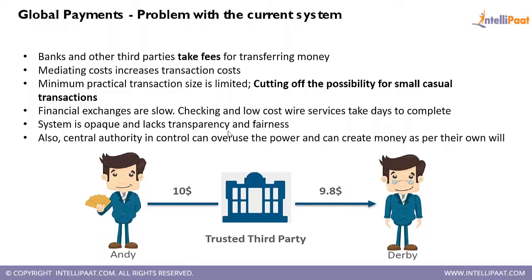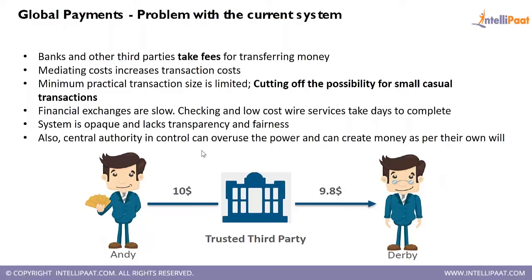System is opaque and lacks transparency and fairness. So this guy who has transferred $10 will never come to know whether $9.8 has been received by party B at the end of the transaction. All he'll know is that his account is debited, but he'll never come to know whether the other party has received the money or not, and what amount he has received.